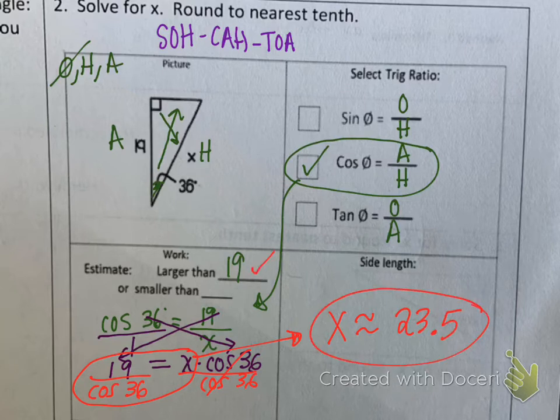And that checks out because it's larger than 19. So again, to type in this fraction right here, read it top to bottom, 19 divided by 36 cosine equals.